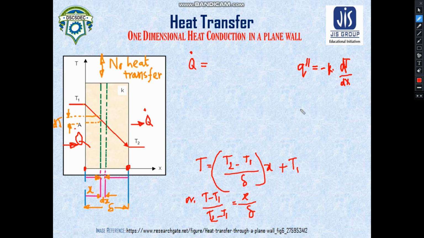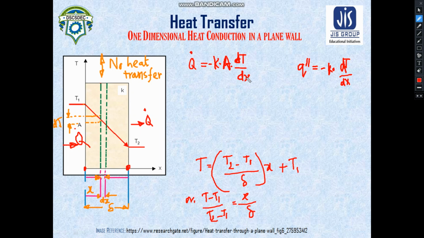Okay, now if we want to find out the heat transfer rate, then we need to multiply this heat flux by the area. The area of heat transfer is in the normal direction of the heat transfer direction, right? So we are concerned about this area. Okay, so let us write minus K. We have taken this area as A. Okay, so we are getting this value Q equals minus K A dT dx.